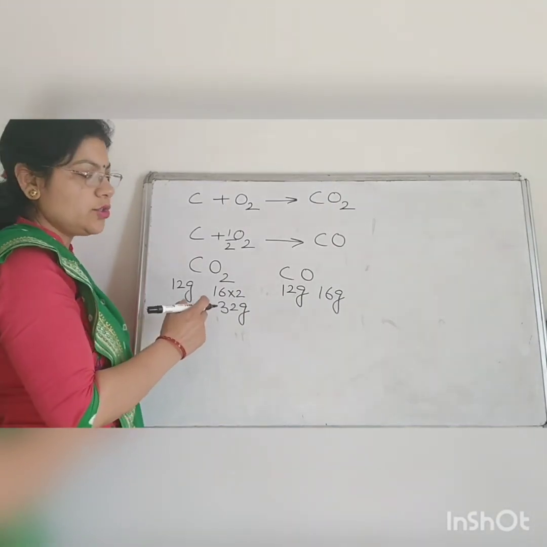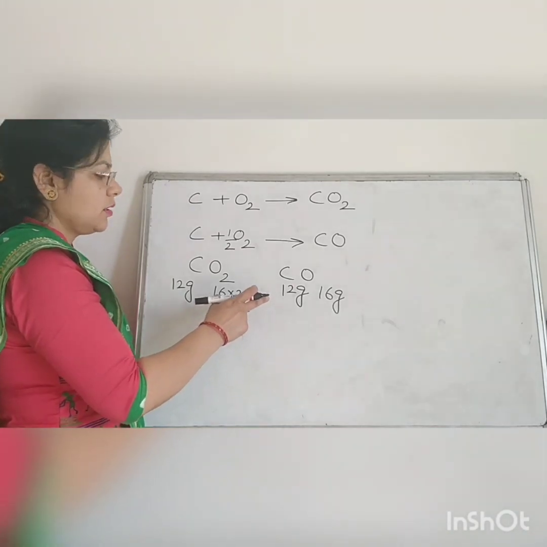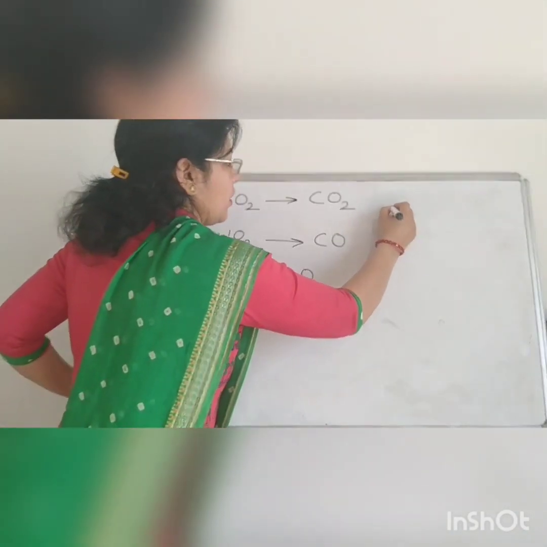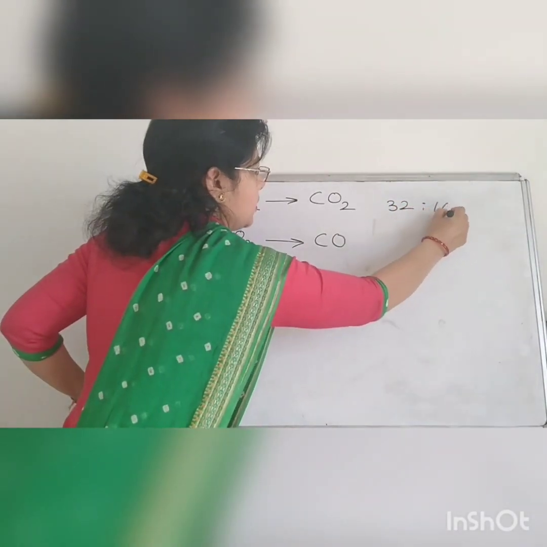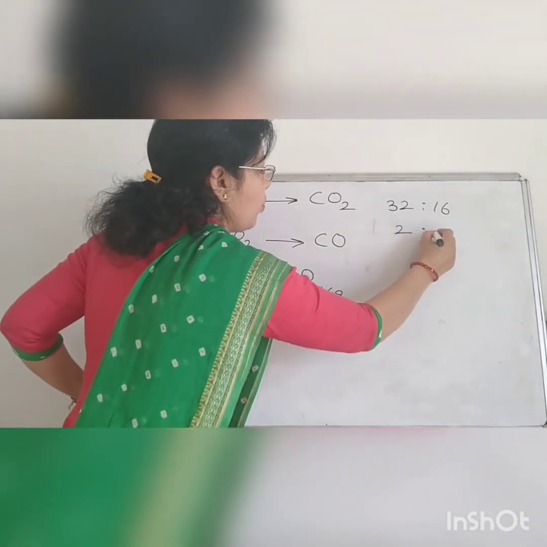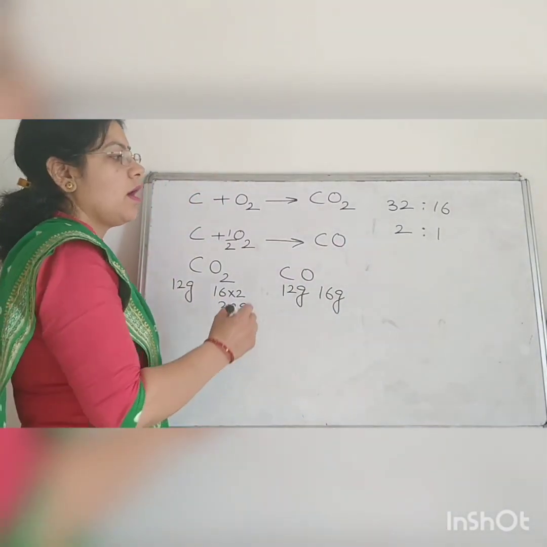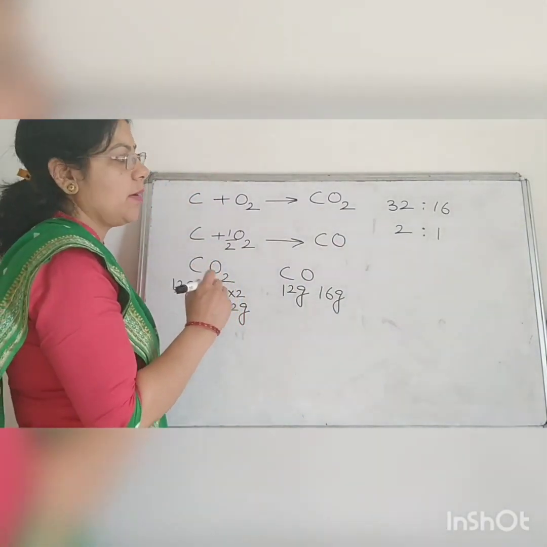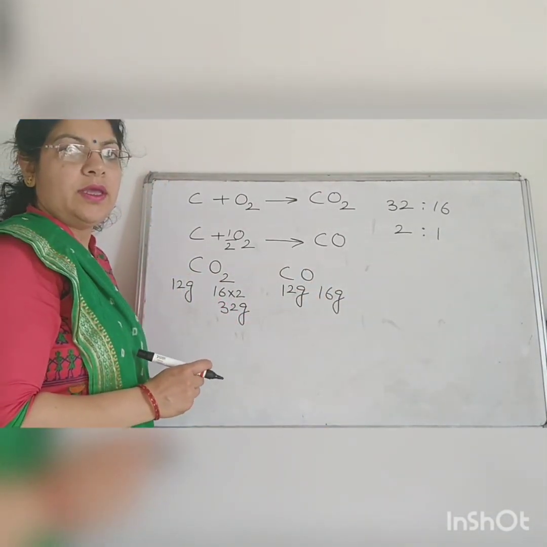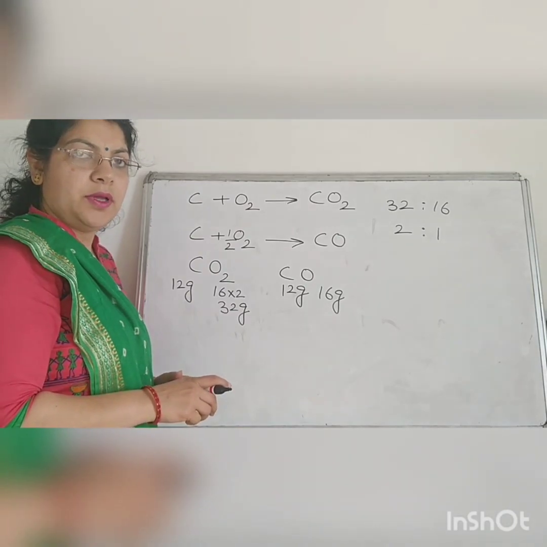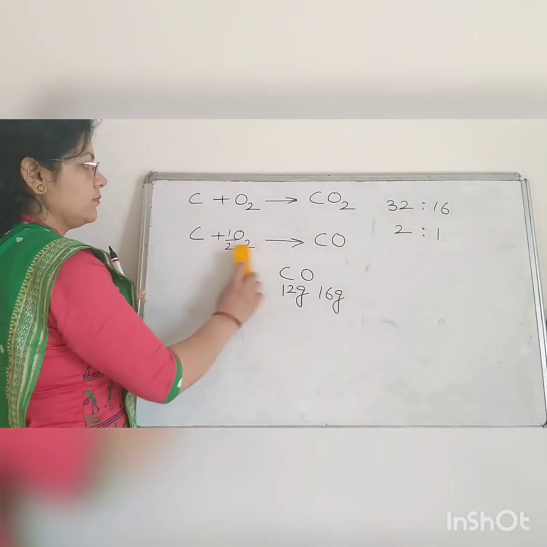Now what is the ratio of these two masses of oxygen in these compounds? That is 32:16, that is 2:1 ratio. Means they bear a simple whole number ratio. Hence they obey the law of multiple proportion. Let us take one more example.